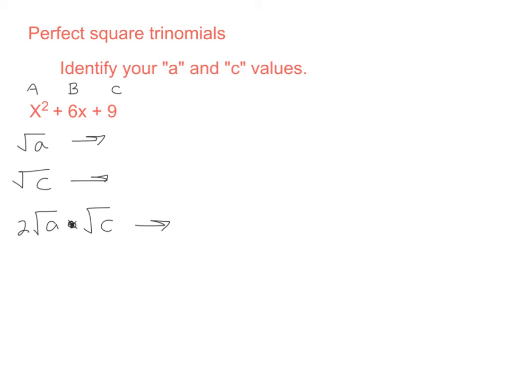Here are the perfect square trinomials. So the key here, trinomials. You will have three terms. So take a look at our problem here. X squared plus 6x plus 9. We have three terms. So let's identify your A and C values.